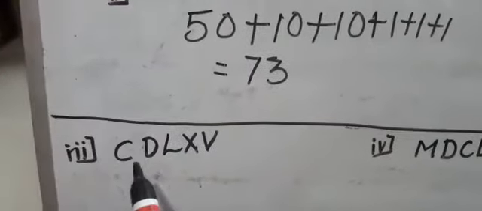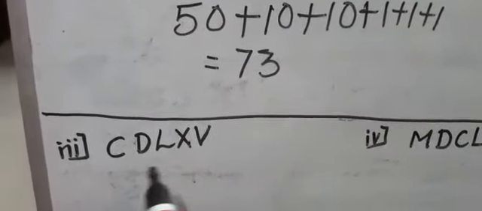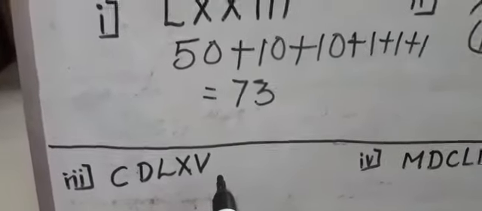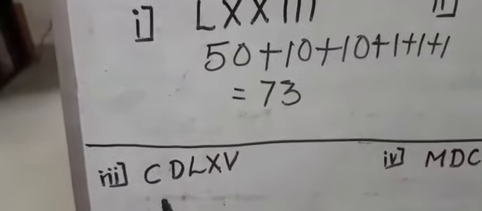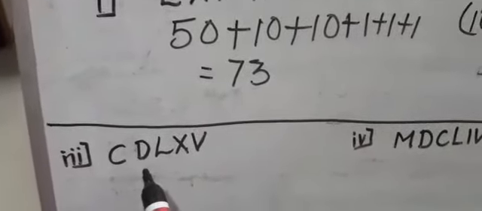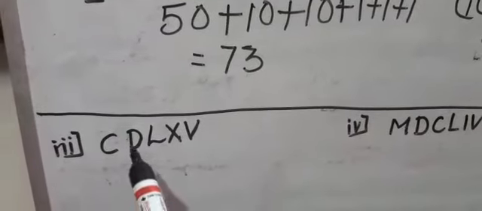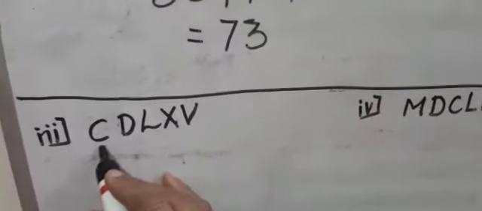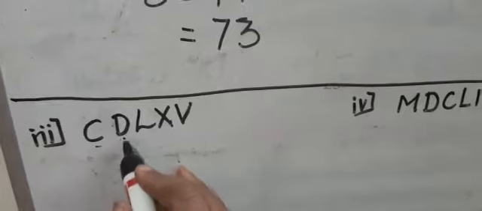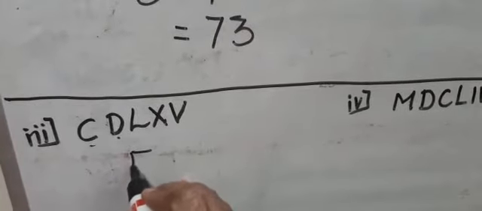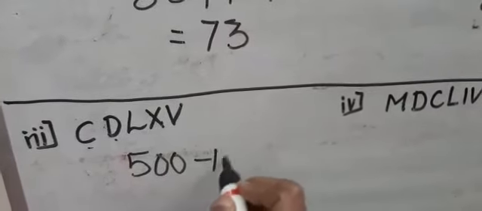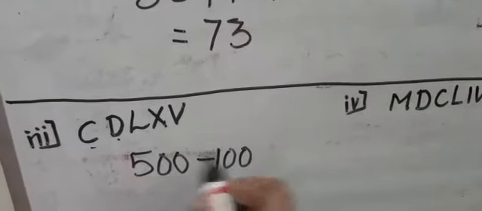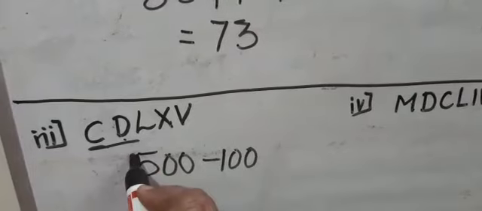Okay. Now we will see one more example. Here it is written CDLXV. Again all the numbers are not in increasing order, unlike the first sum where all the symbols were in increasing order, so we added all of them. But here C is smaller than D. The value of C is 100, so the value of this C will be subtracted from the value of D. The value of D is 500. So 500 minus 100, this is representing this CD.